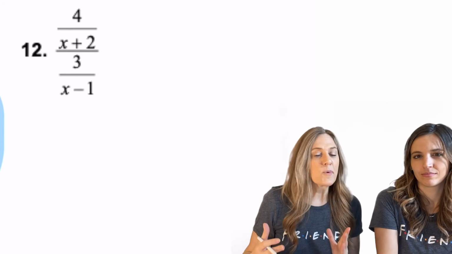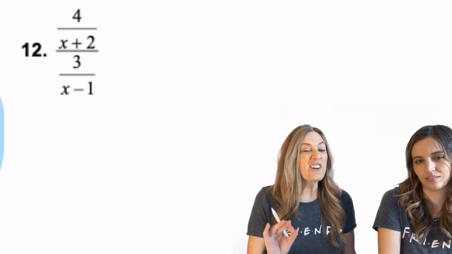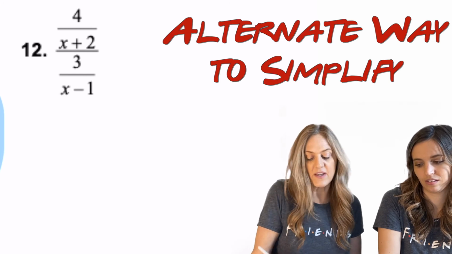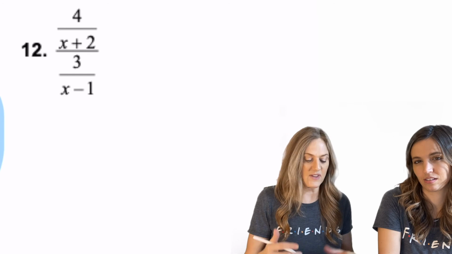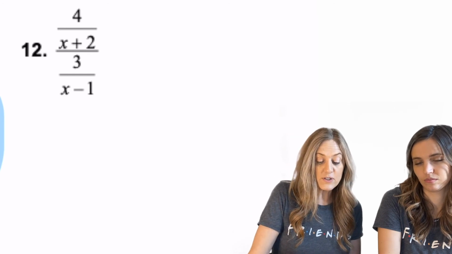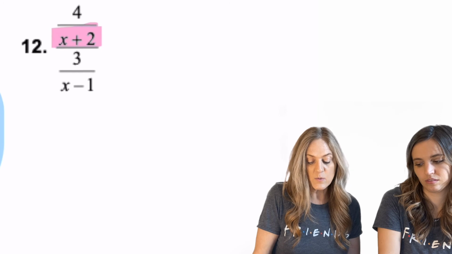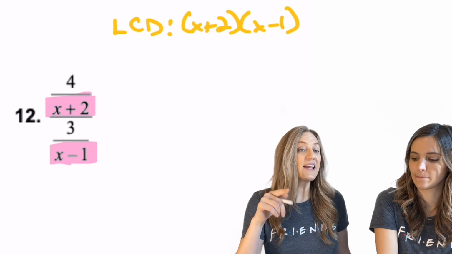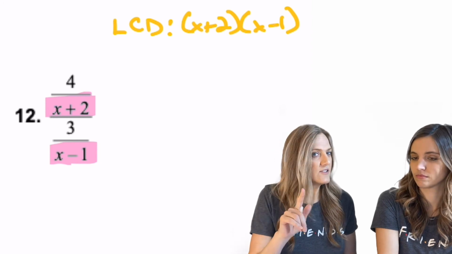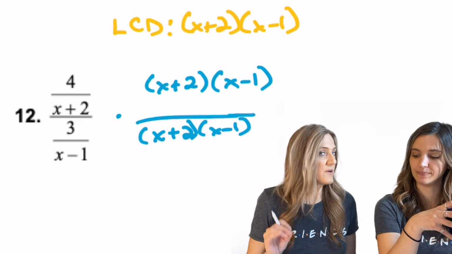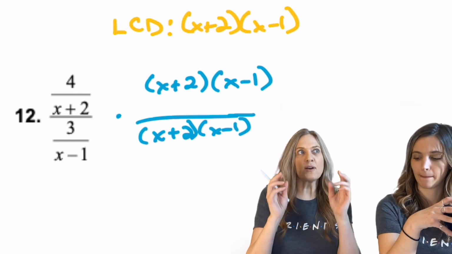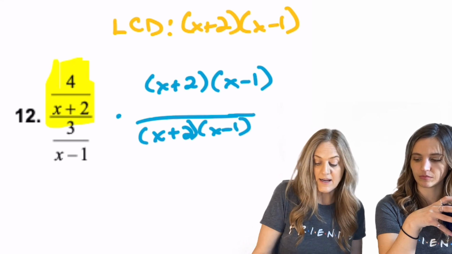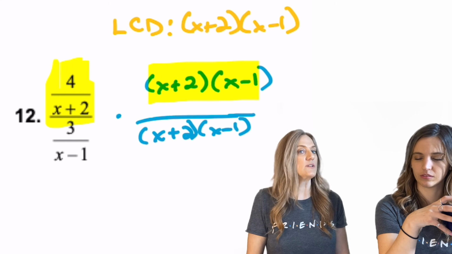All right, so I wanted to point out that you already knew how to do this, but there is an alternate choice. If we want to simplify this, we could still just think of it as what is the LCD for each of these. So I have x plus 2 in that first fraction, and I have x minus 1 in the second fraction. So I can just multiply by a creative form of 1 using the LCD. Check this out. I take the numerator, this 4 divided by x plus 2, and I'm multiplying it by x plus 2 times x minus 1.